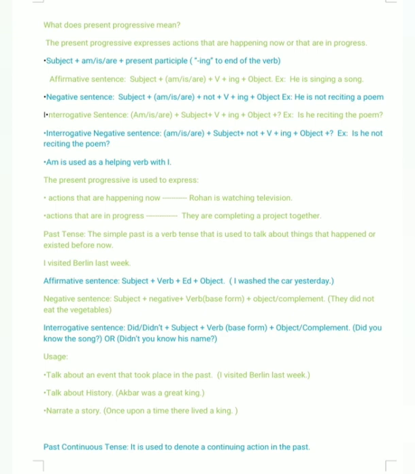When the actions are happening now, like Rohan is watching television, or actions that are in progress, same thing, they are completing a project together.